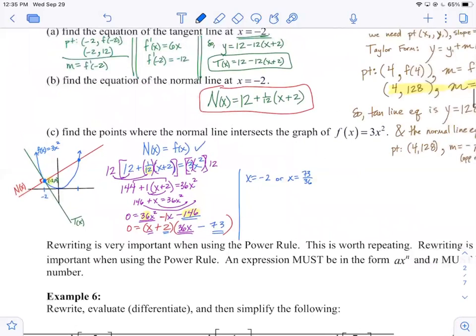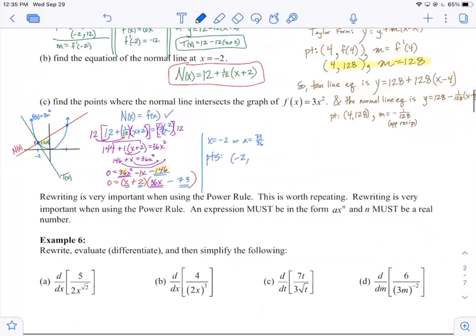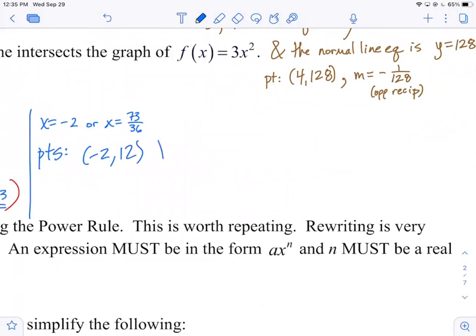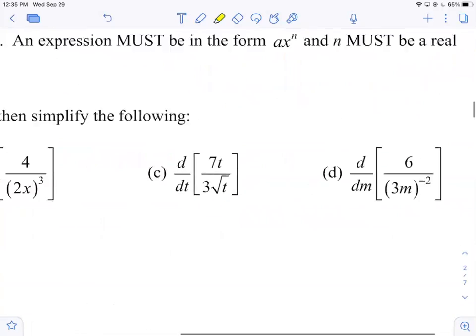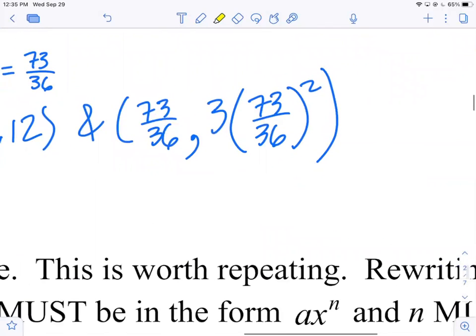So now I'm going to say the 2 points. I'll finish this up and then we'll go. It's -2, 12 and 73/36, 3 times 73/36 squared. I'm going to leave it like that. You don't want to leave it as f of 73/36 on a free response because that's not evaluated. But if you plug it into the function and not simplify, 3x squared, there it is. Now you're good, okay?